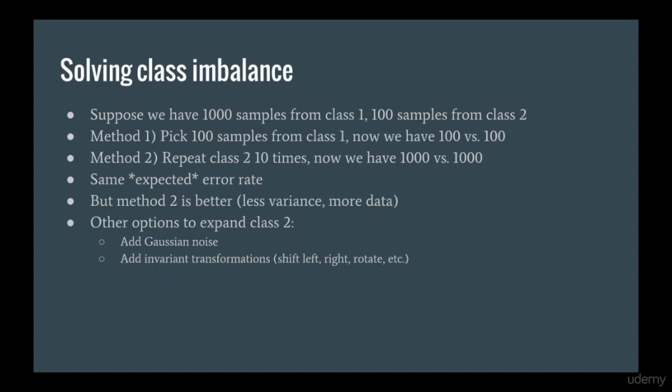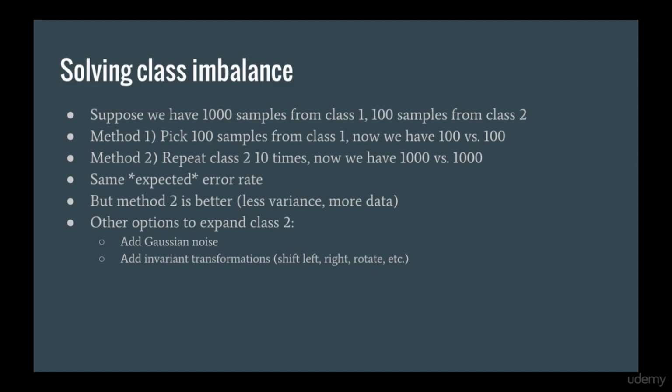Suppose we have 1,000 samples from class 1 and 100 samples from class 2. One simple way is to just pick 100 samples from class 1 randomly. Now you have 100 of each. Another way to do this would be to keep the 1,000 samples from class 1 and artificially make class 2 also be 1,000 samples. We can accomplish this by repeating it 10 times.